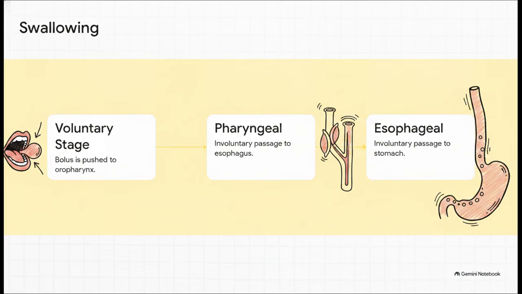Next up is swallowing, clinically known as deglutition. This happens in 3 sequential stages. First is the voluntary stage, where you consciously push the bolus to the back of your throat or oropharynx. Then comes the pharyngeal stage. This one is completely involuntary.